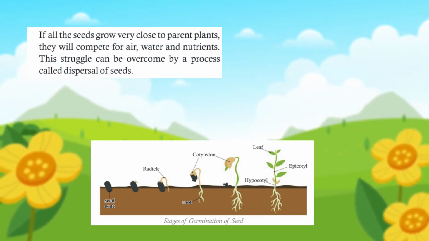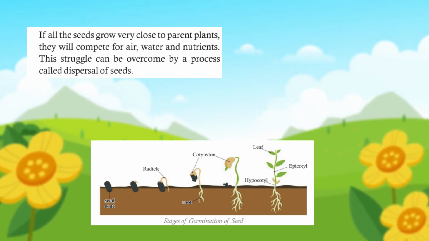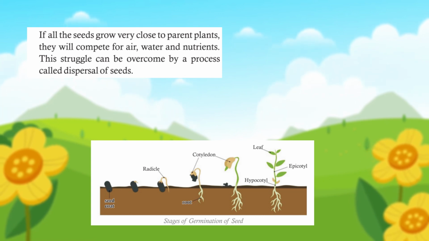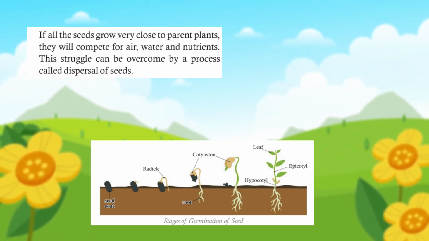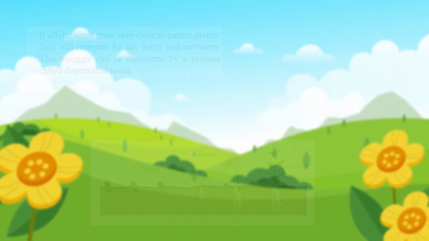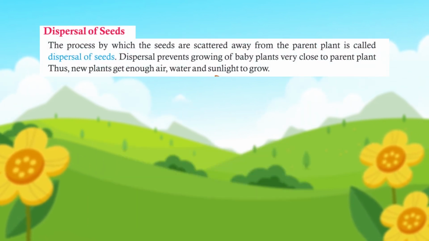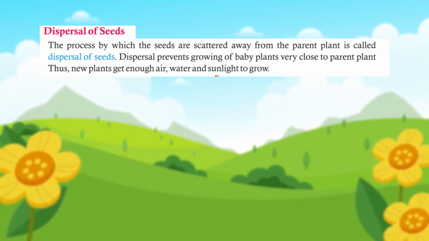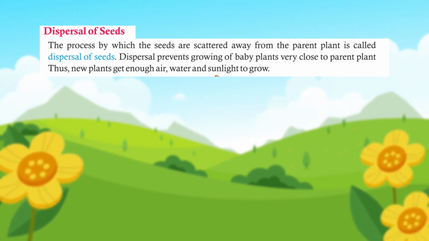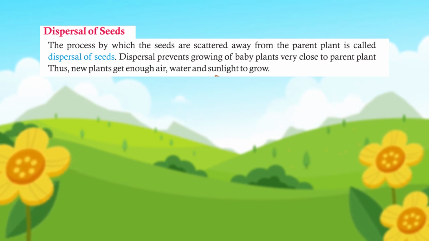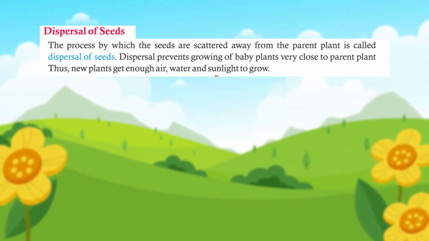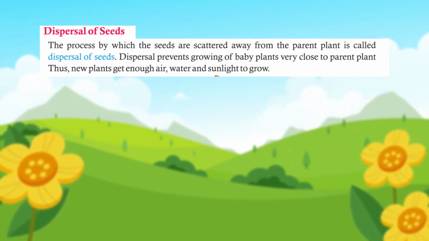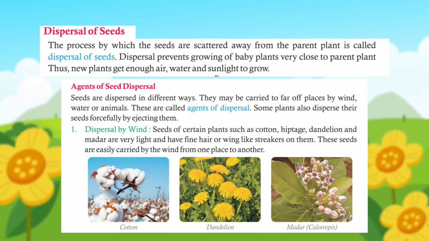If all the seeds grow very close to the parent plants, they will compete for air, water and nutrients. This struggle can be overcome by a process called dispersal of seeds. Dispersal of seeds. The process by which the seeds are scattered away from the parent plant is called dispersal of seeds. Dispersal prevents growing of baby plants very close to the parent plant, thus new plants get enough air, water and sunlight to grow.